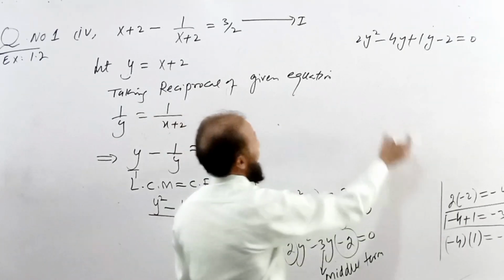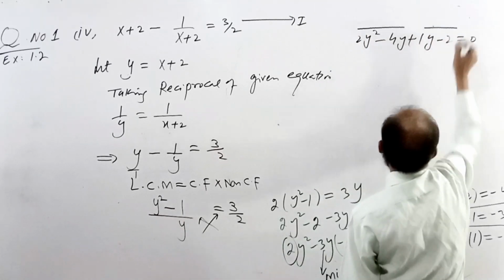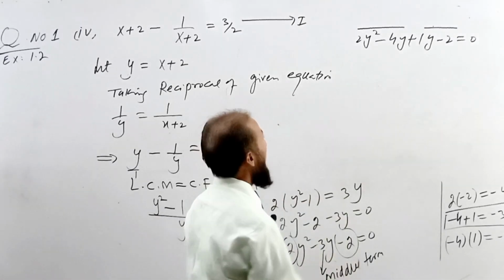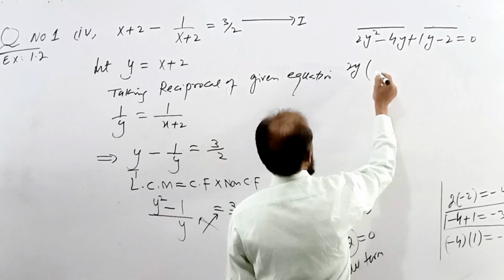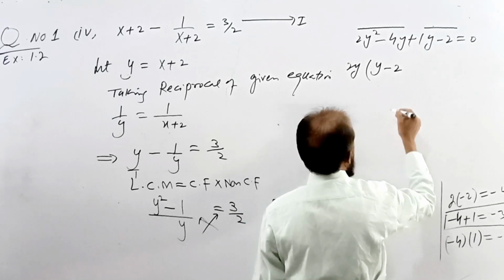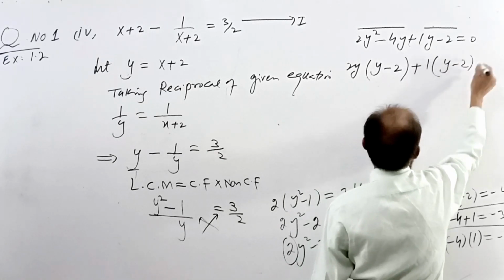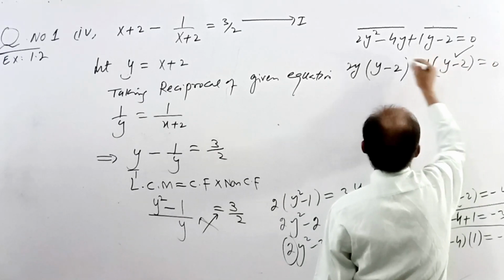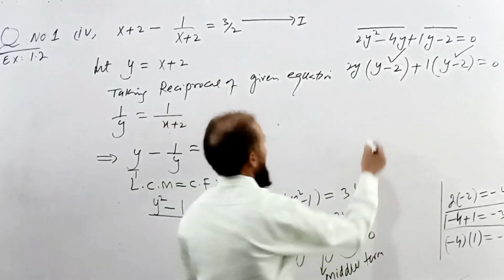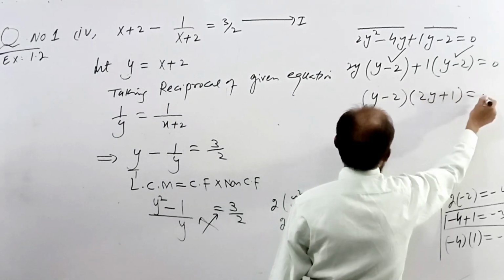Now look here, there are 4 terms, so we are making pairs, first and second, third and fourth. In the first pair we take common, 2y is common, so y is remaining. Here 2 multiplied by 2, we get 2, and y already common. Similarly here 1 is common. y minus 2 is equal to 0. y minus 2 must be same, otherwise your question will be wrong. So, y minus 2 and 2y plus 1 is equal to 0.